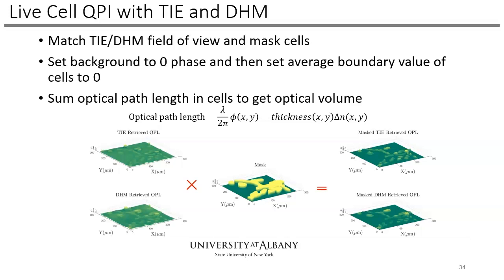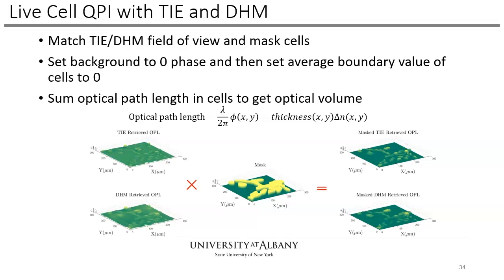We want to back that out, so we multiply phase by lambda over 2 pi, which removes the lambda dependence of the phase, and get something called optical path length, which is just thickness times the difference in refractive index between the cell and the medium it's sitting in in the background. So it gives you a thickness measurement, essentially, proportional to refractive indices. That's what we get out here, and we're going to compare for the two, so it's not wavelength dependent.